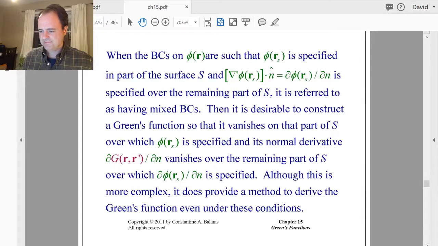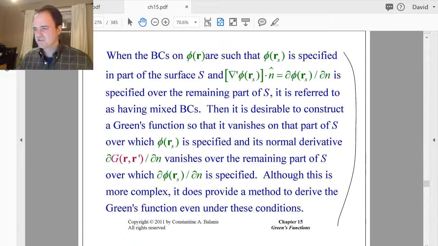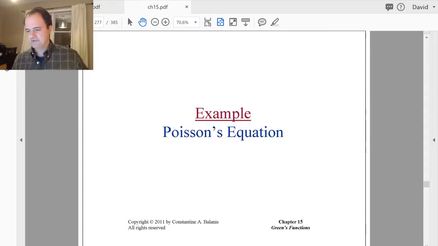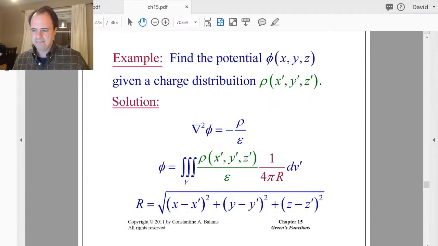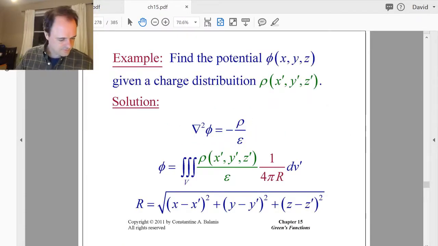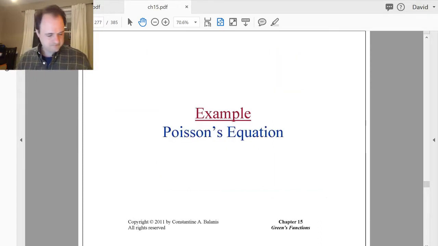And so they basically say, don't worry about it so much. And it's generally the case almost all the time, you're working with either Dirichlet or Neumann boundary conditions. And so we're not going to go over it very much. It's mixed. All right. So as an example, let's look at Poisson's equation.